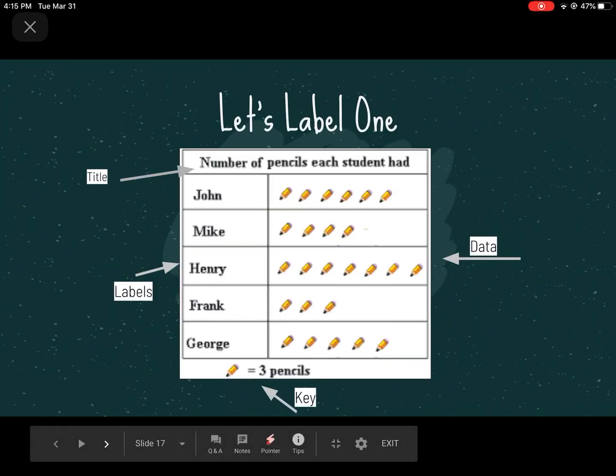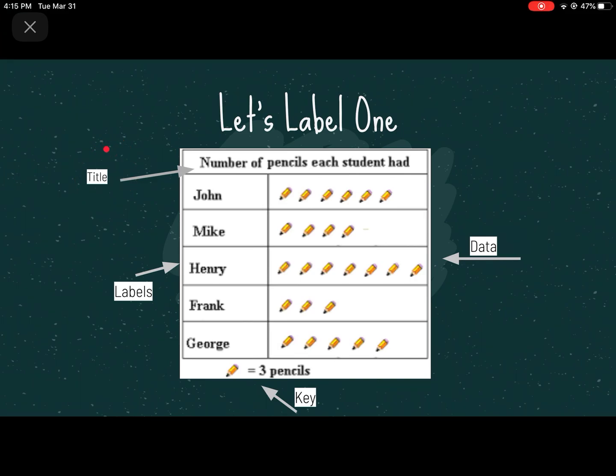So it has three of the same parts as our other graphs that we've been seeing. It has a title, number of pencils each student has, labels, the students' names, and our data points, like we see here. The one key difference between a pictograph as opposed to a frequency graph is this key down at the bottom. That's going to be essential when counting up your data.